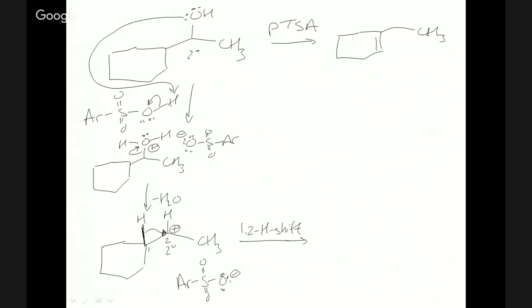Especially there, the hydride implies that it's a pair of electrons. H is hydride. It's not a proton shift. It's a 1-2 hydride shift. What does that do for us? It creates a tertiary carbocation.